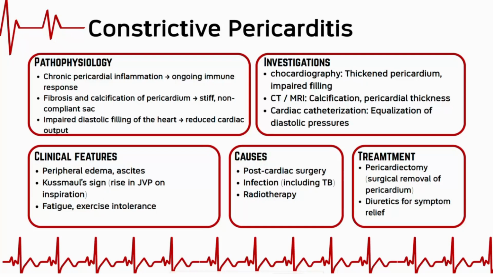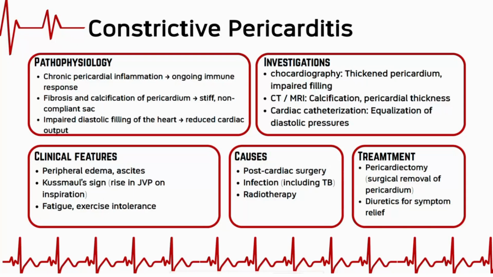Now, what are the causes? So chronic pericarditis can happen because of post-cardiac surgery changes. Obviously, when you do a sternotomy, an open heart surgery, you're going to cut through the pericardium to get into the heart. So there'll be scar tissue formation, fibrosis, and over time some calcification of the pericardium, and this can create a stiff and non-compliant sac. So that's one way you can have that.